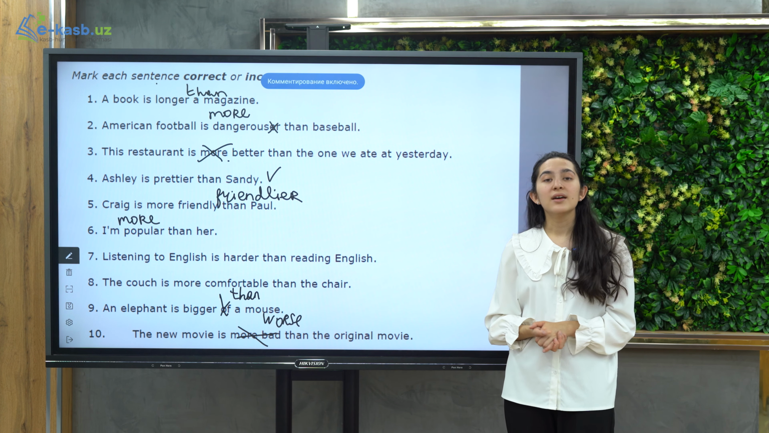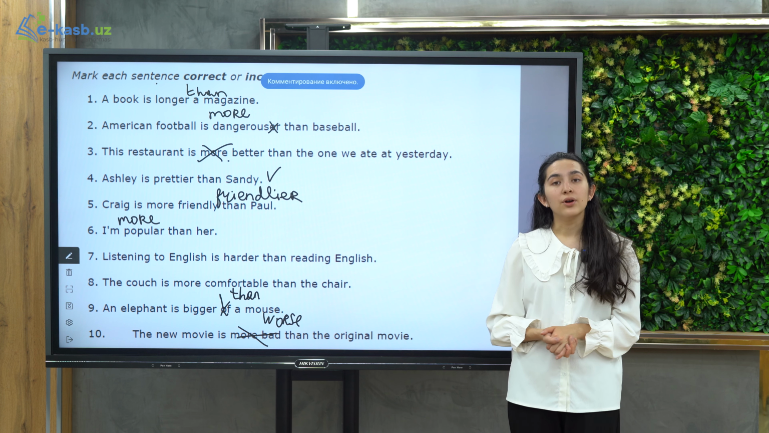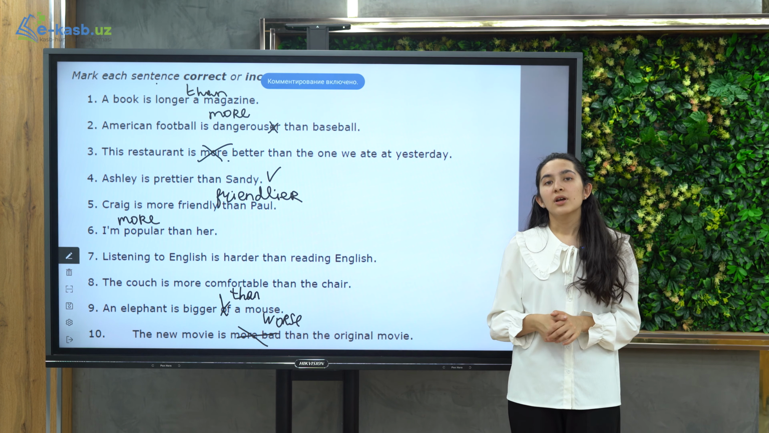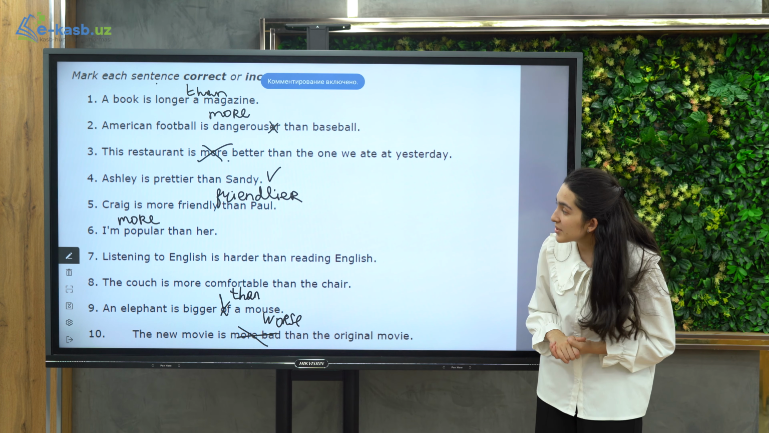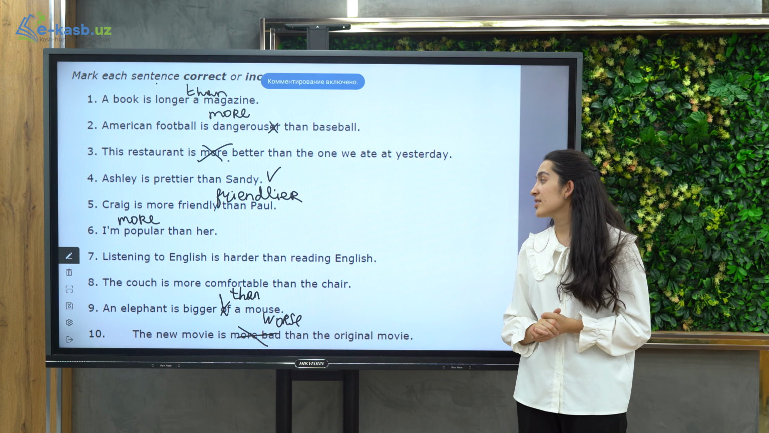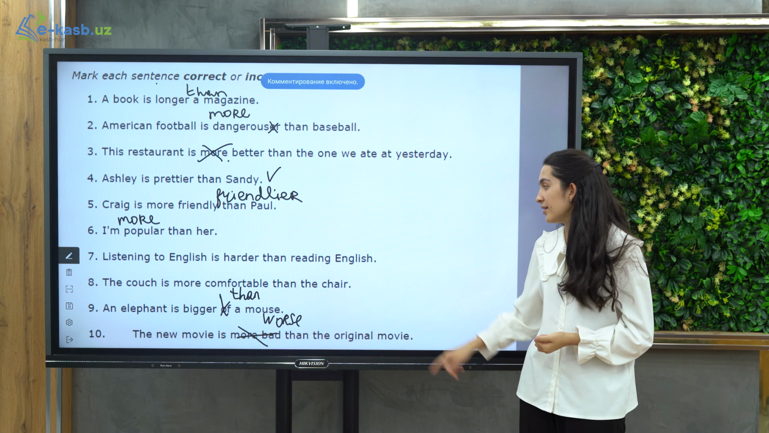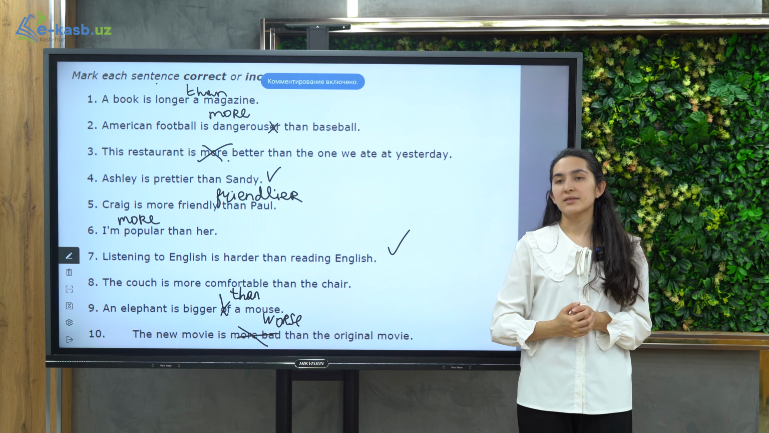Sentence number 6, I am popular than her. What is I am popular? I am more popular than her should be. Sentence number 7, listening to English is harder than reading English. Again, this is a correct sentence.